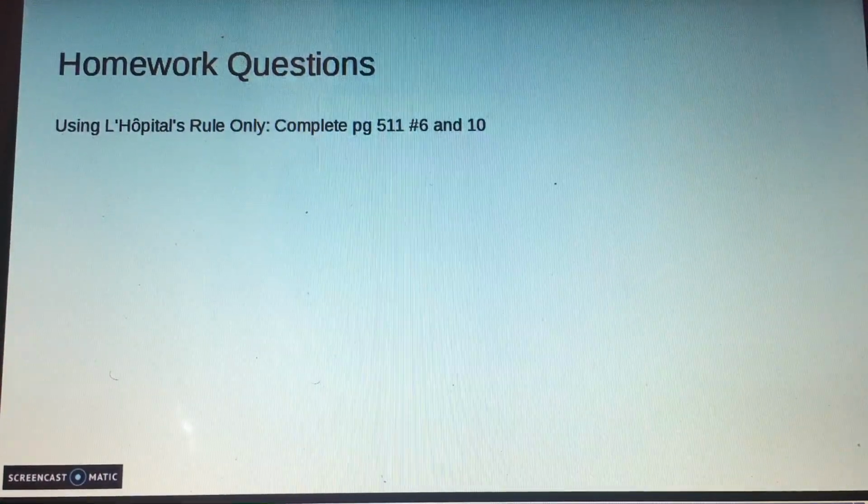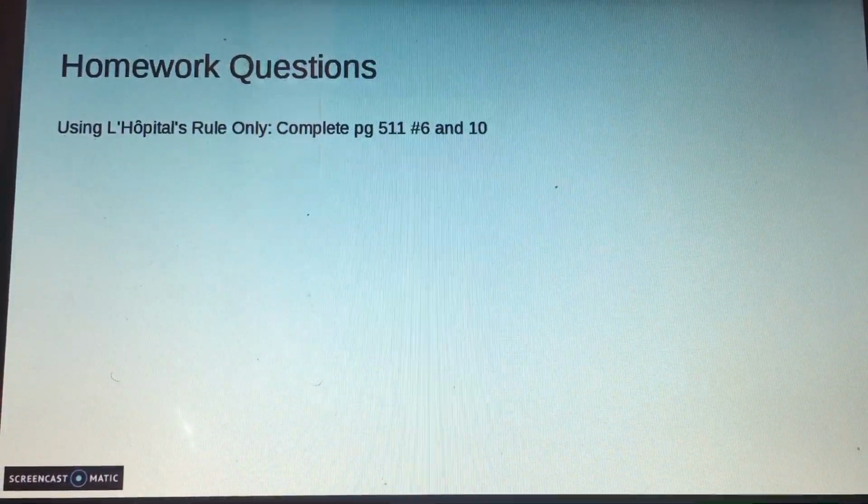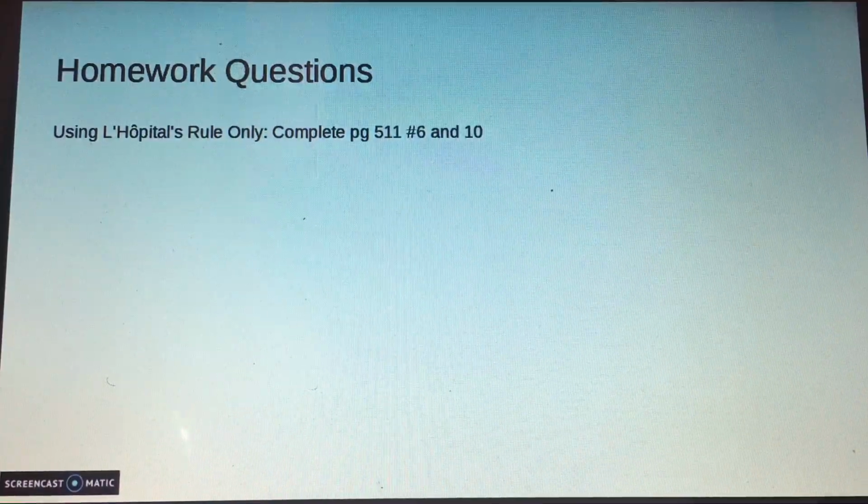So, now for homework, I would like you to use L'Hopital's rule only and complete page 511 in the textbook, number 6 and number 10. Good luck.